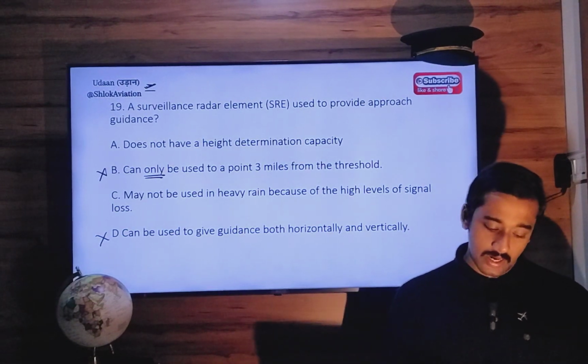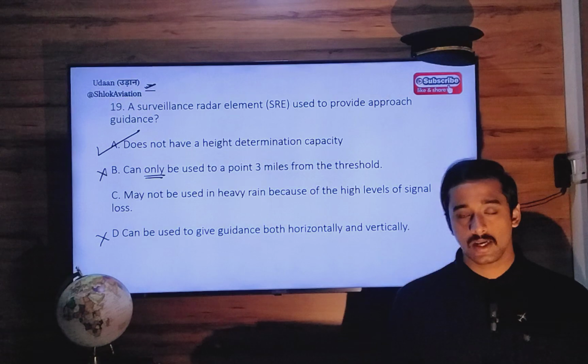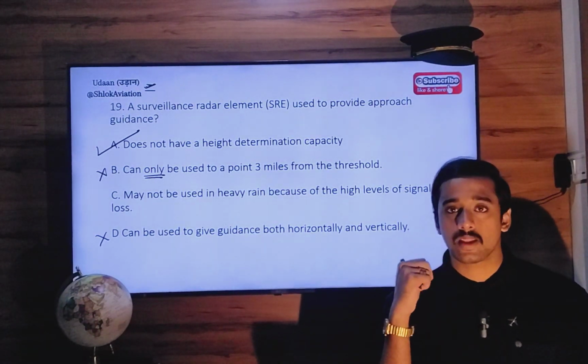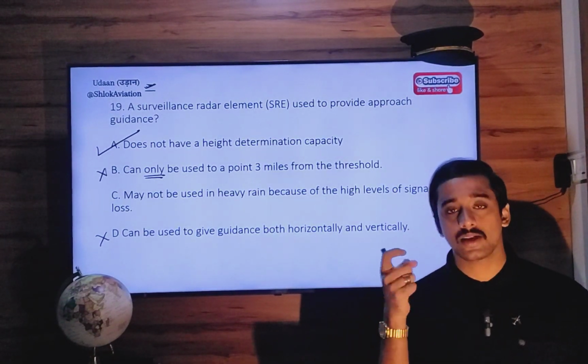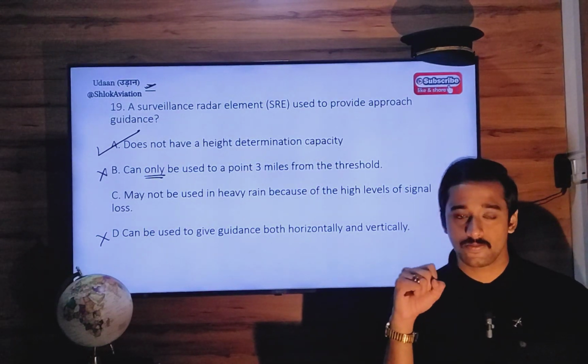So that is wrong. So the correct answer is option A. It does not have a high determination capacity, and therefore the information given to you with respect to vertical is advisory. It is upon the pilot to use that information and adjust his glide path.